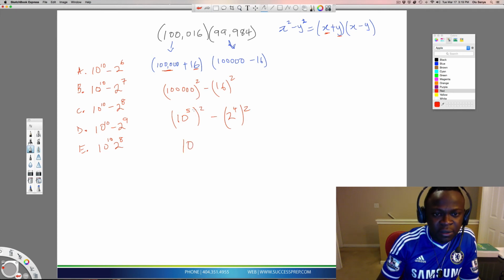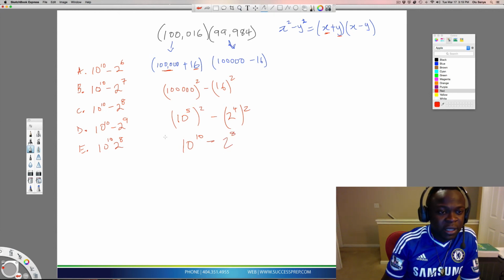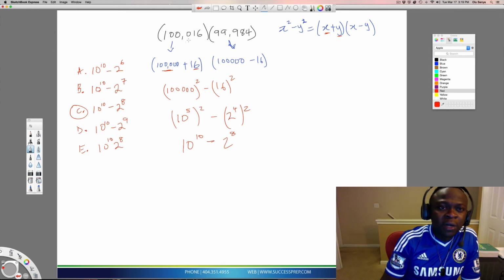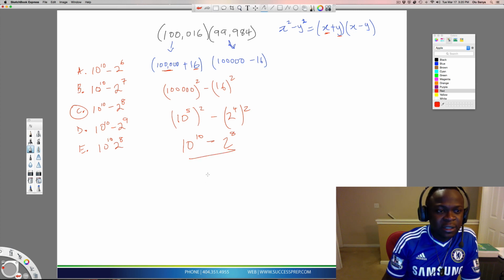Then we need to clean that up. That obviously is 10 to the 5 times 2, which is 10 to the 10. Over here, this is 2 to the 8. So at this point, this is pretty much our answer, which is C. So that's how you do a question like this, recognizing the difference of two squares idea, but then recognizing that these numbers are very close to 100,000. This is just 16 more and this is 16 less, and off of that you're able to write your difference of two squares based on 100,000 and 16, and that gets us the answer, which is C.